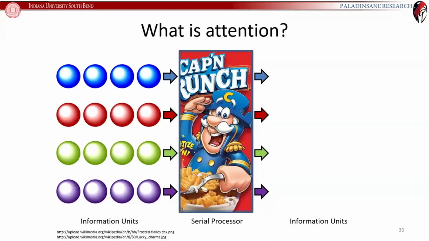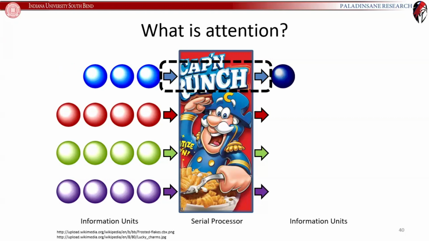And now they come to the serial processor, but a serial processor can only process one piece of information at a time. It has to process information in a series. It can't do it parallel. It needs to do it in a series. So it attends to that top stream of information and says, all right, I'm going to turn my attention, I'm going to turn my processing power to this particular stream of information.